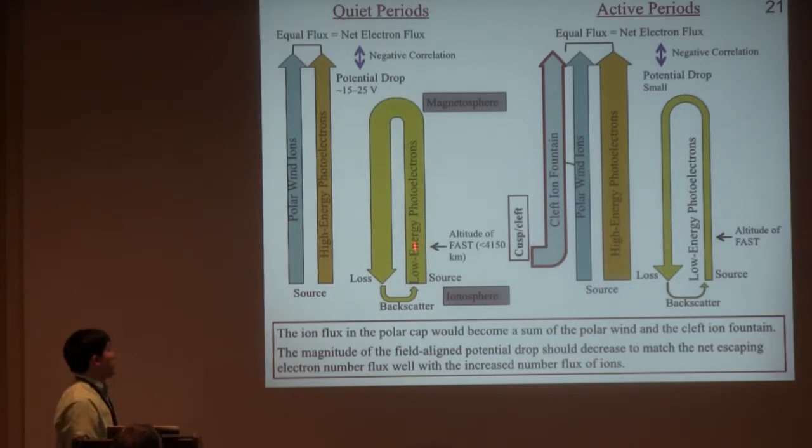This is a schematic of quiet time and active periods. In the active period, the ion flux in the polar cap would become a sum of the polar wind and the cleft ion fountain. The magnitude of the field-aligned potential drop should decrease to match the net escaping electron number flux well with the increased number flux of ions.